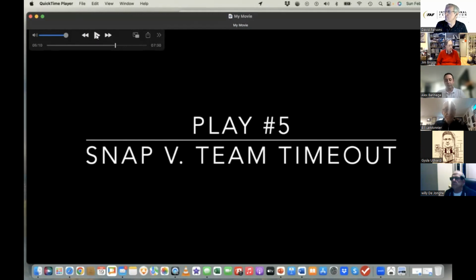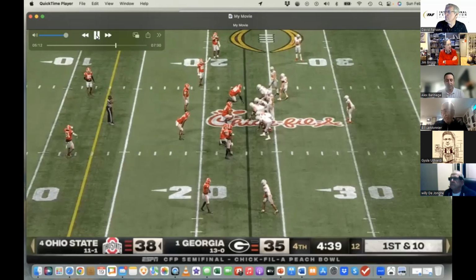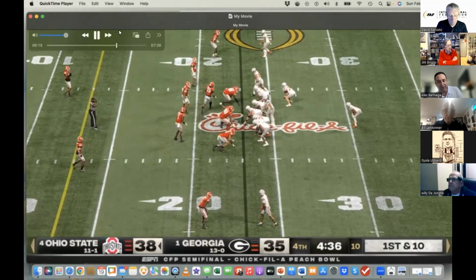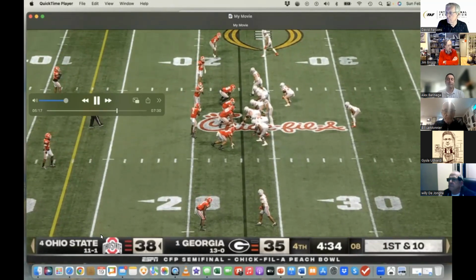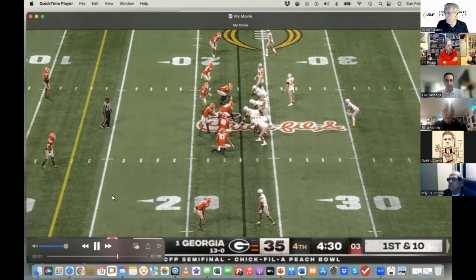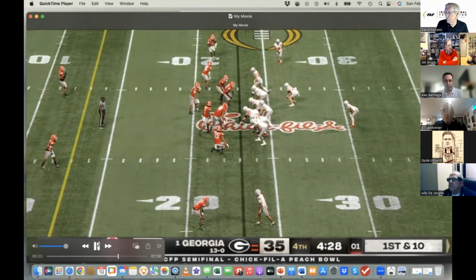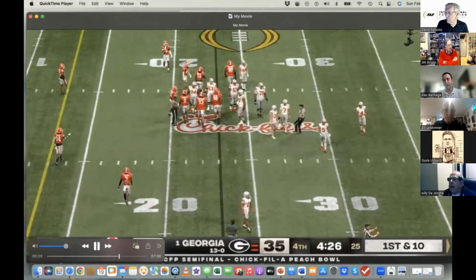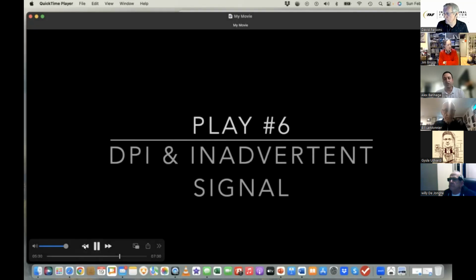Interesting one here, and we get this situation often, is the snap versus the team timeout. Does the requested timeout get granted in time? So the play clock is running down. It shows 0 on your screen.